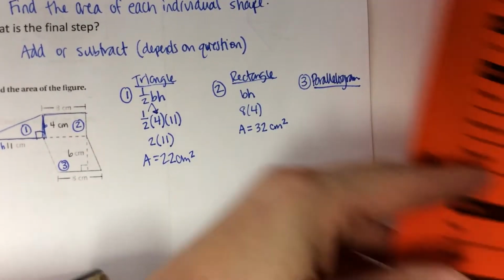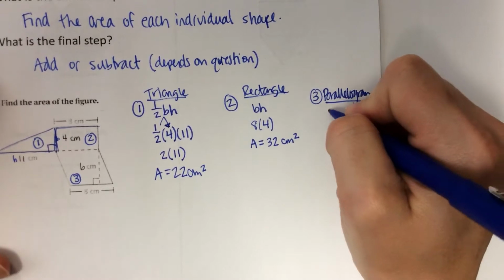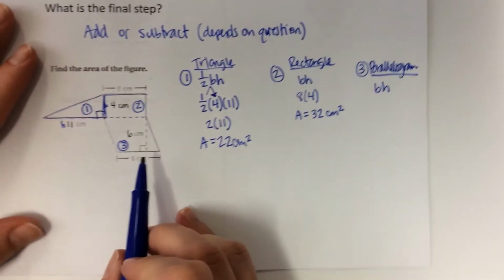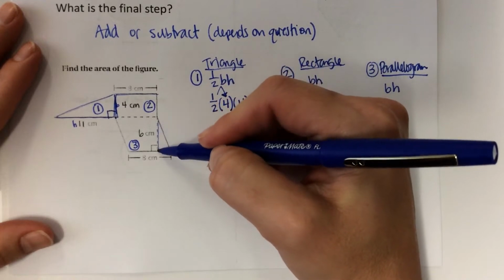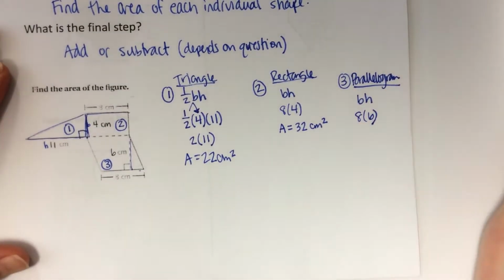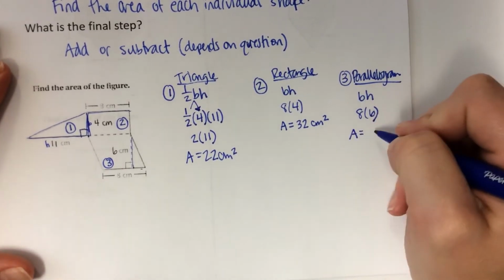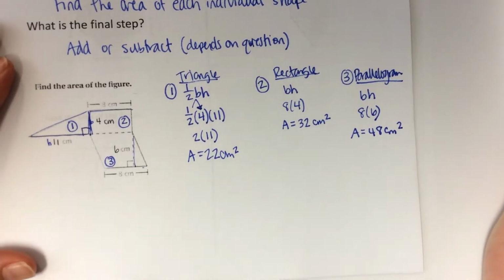For a parallelogram, I'm going to go check, and yep, it's the same as a rectangle, so base times height. So my base on my parallelogram looks like it's 8, and then here's my dotted line, 90 degrees, to show me the height of 6. So the area of this would be 8 times 6, which is 48 centimeters squared.